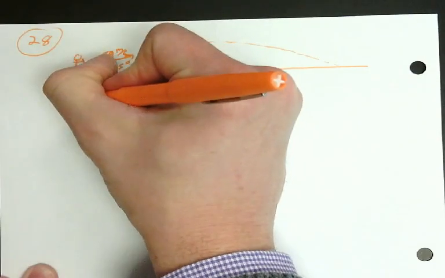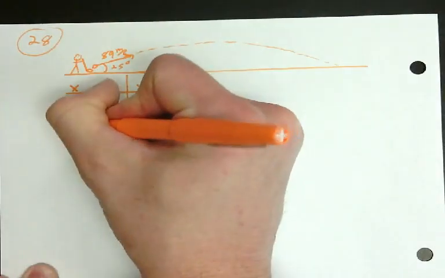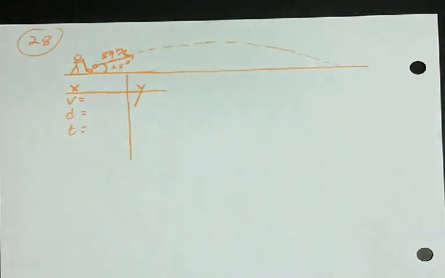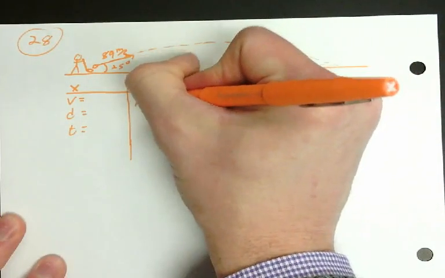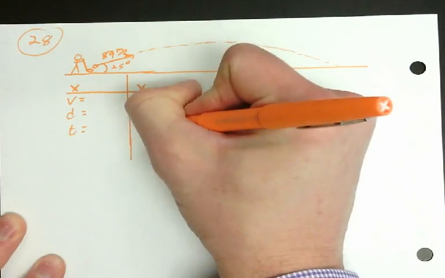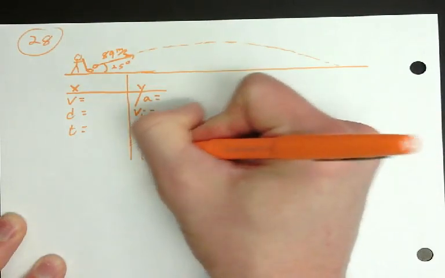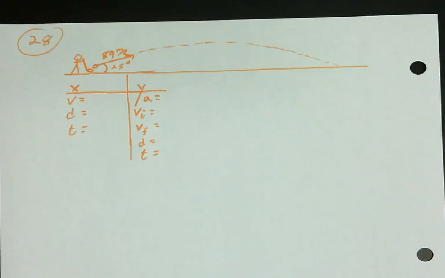So the values you're worried about in the X direction are velocity, displacement, and time. You don't have to worry about acceleration because it doesn't accelerate side to side, and you don't have to worry about initial and final velocity because that only works if there is an acceleration. In the Y direction, it's affected by gravity, so there is an acceleration in the Y direction. So in the Y direction, you have to worry about A, VI, VF, and also displacement and time. That'll be true of all these problems.